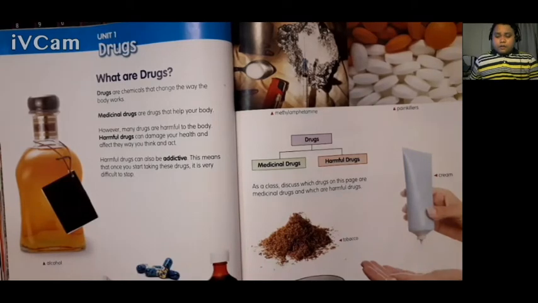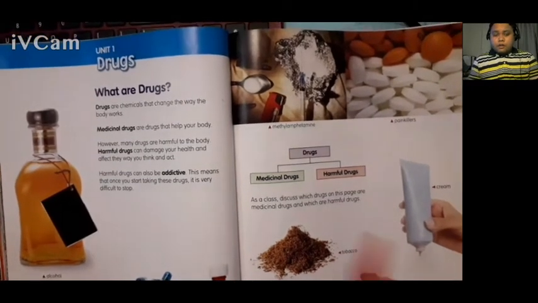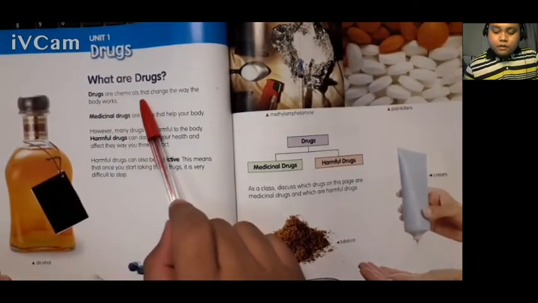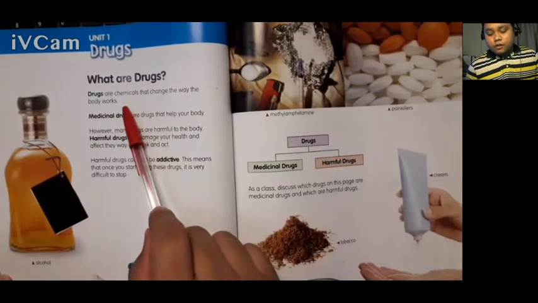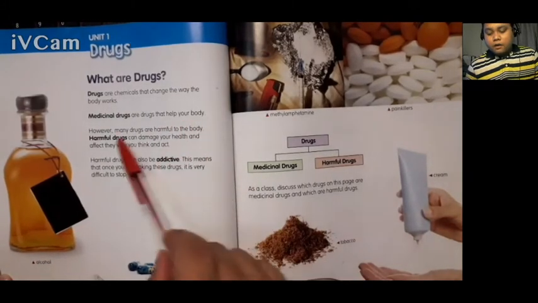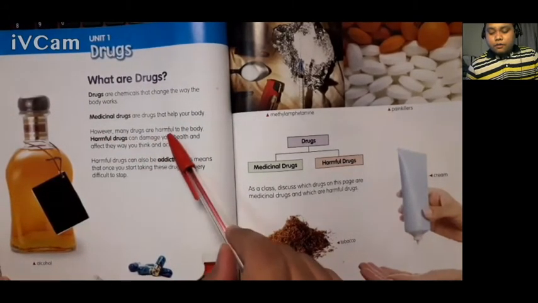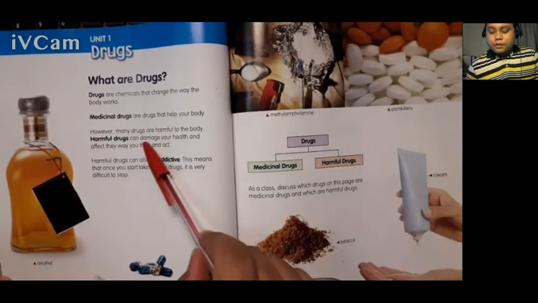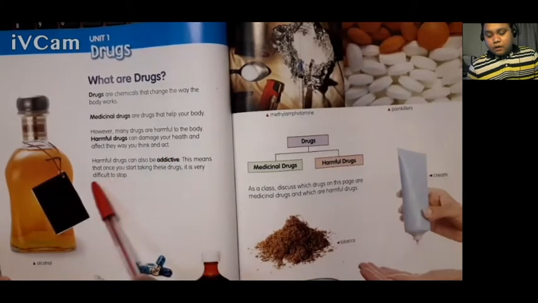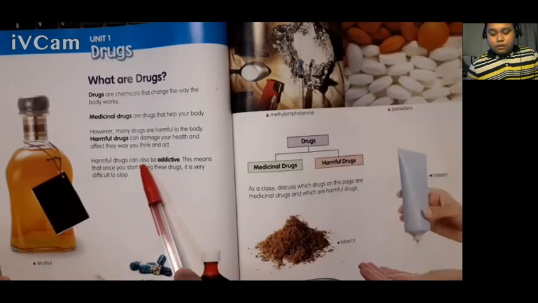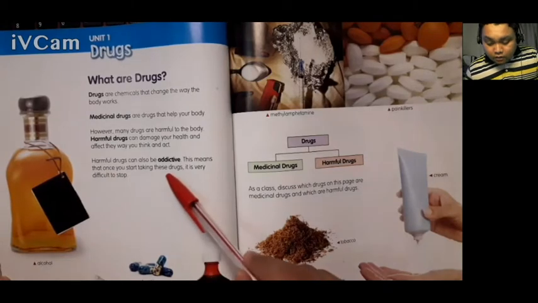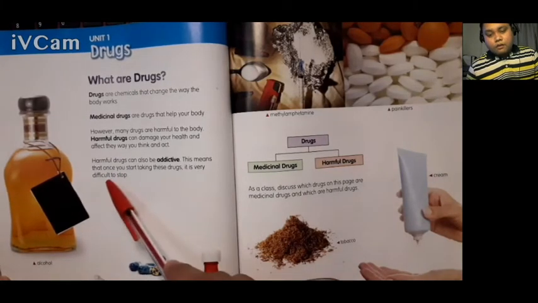Okay, are you ready? So this is our new topic in science. Unit 1, drugs. What are drugs? Drugs are chemicals that change the way the body works. Medicinal drugs are drugs that help your body. However, many drugs are harmful to the body. Harmful drugs can damage your health and affect the way you think and act. Harmful drugs can also be addictive. This means that once you start taking these drugs, it is very difficult to stop.